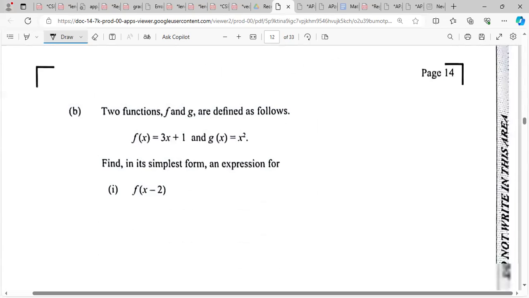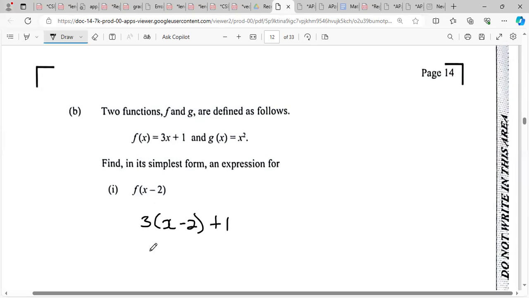Alright, the two functions f and g are defined as follows. f of x is equal to 3x plus 1 and g of x is equal to x squared. Find the function in simplest form and expression for f of x minus 2. This is cute. Anywhere you see x, we're going to plug this in, so it's going to be 3 times (x minus 2) and then plus 1.